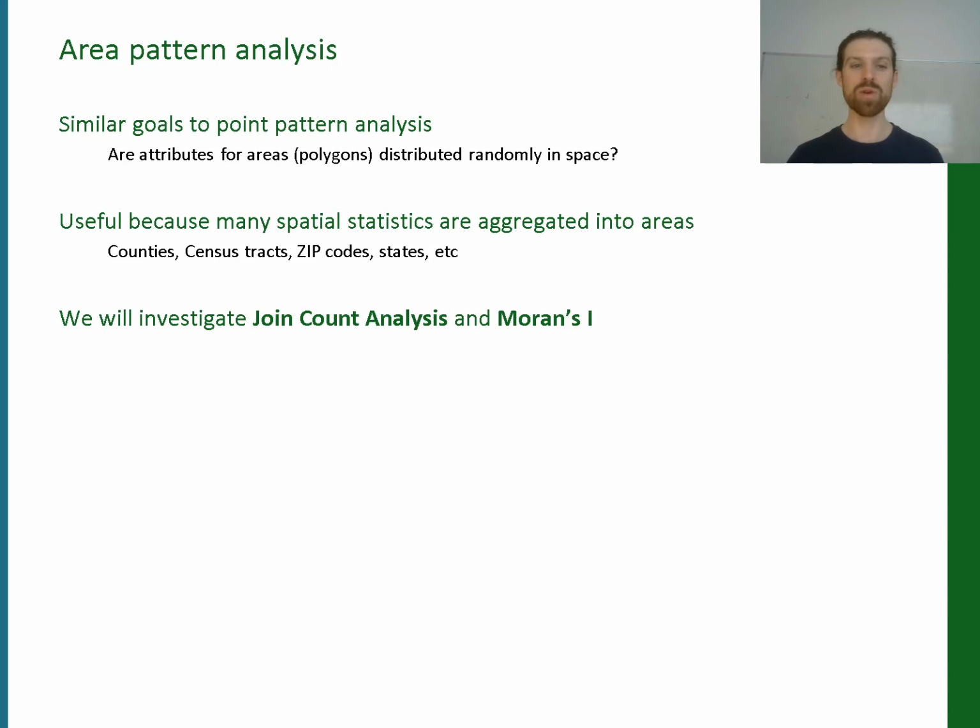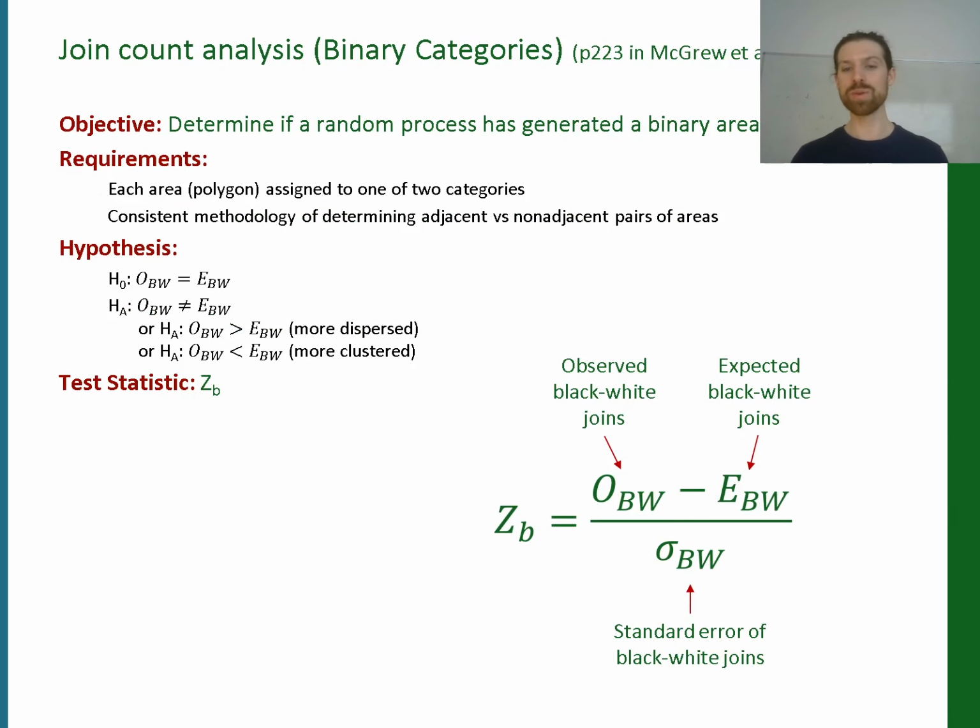So you're just going to have to bear with me while we go through the nuts and bolts of what this is doing. Don't worry, I won't be making you do this in the laboratory session like we were doing in R with the other tests. So for the join count analysis, we're focusing on binary outcomes, binary categories, so they're either joined or they're not joined, okay? So it's just either or.